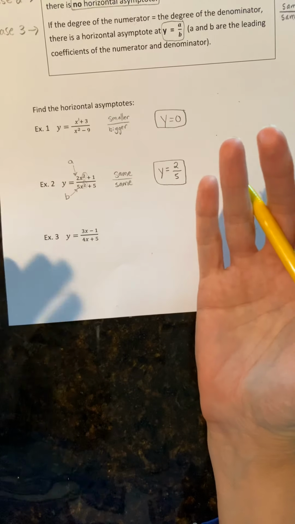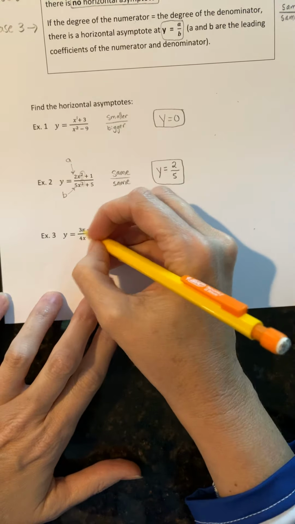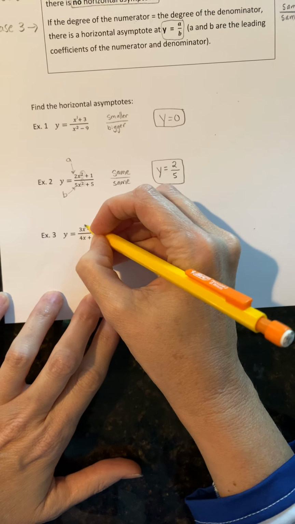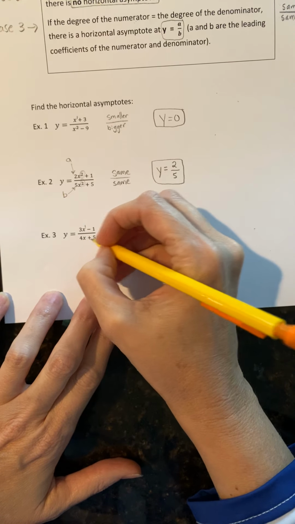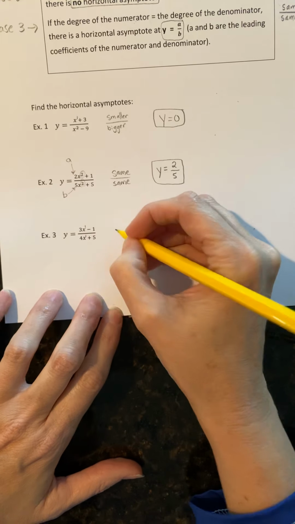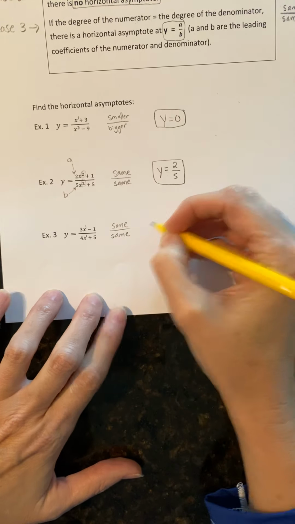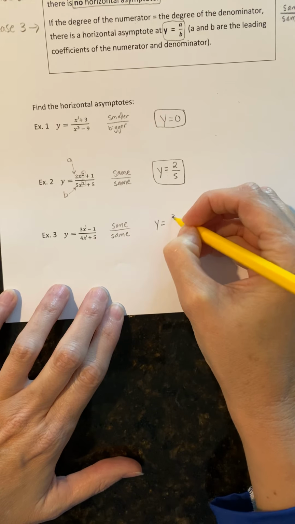So see, this is much easier. You just find the degree of the top, find the degree of the bottom. The degree of the top here is a 1 because it's 3x to the 1. The degree of the bottom here is 4x to the 1. Since they have the same degree on the top and the bottom, it's y equals 3/4.